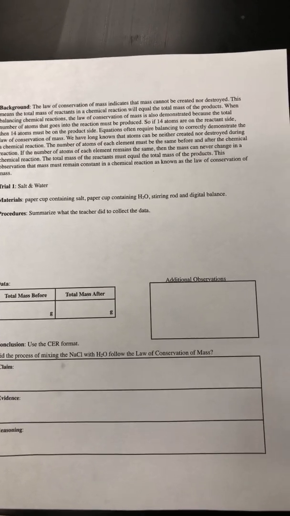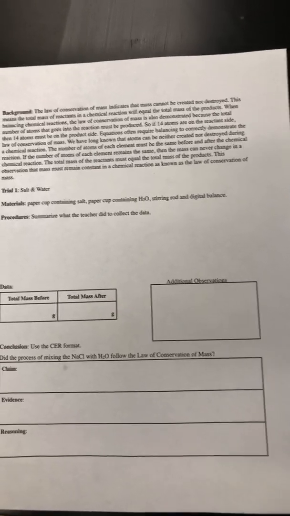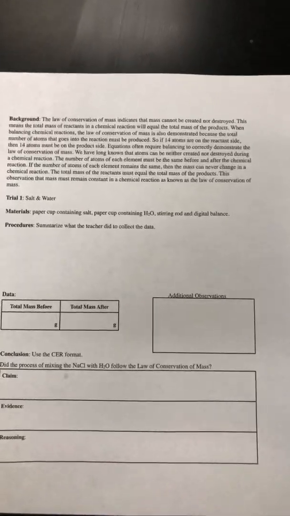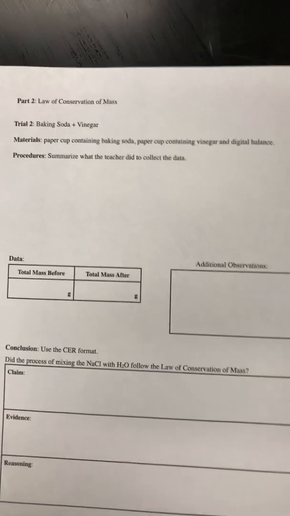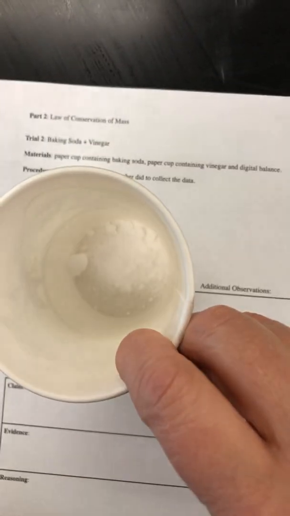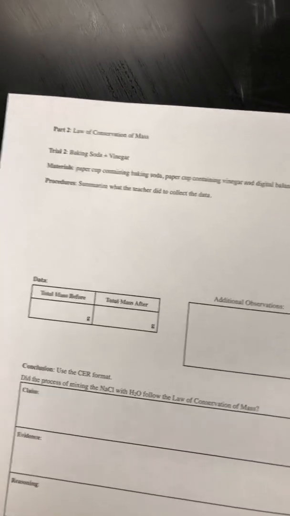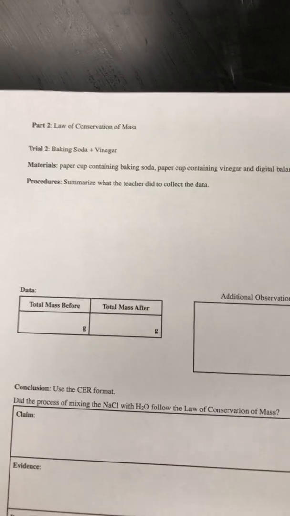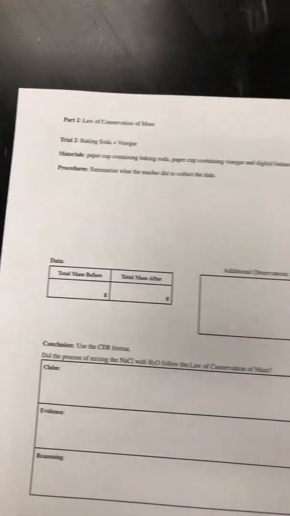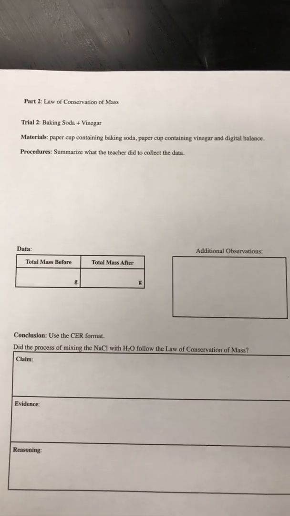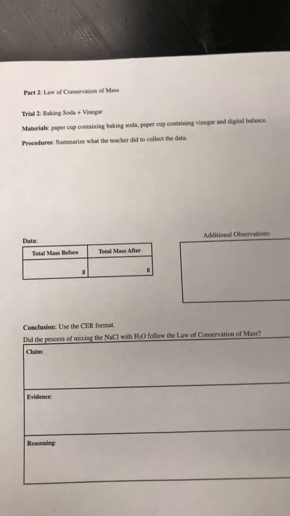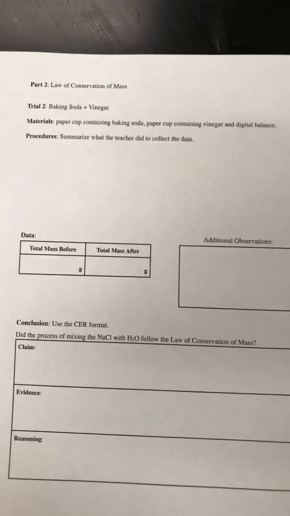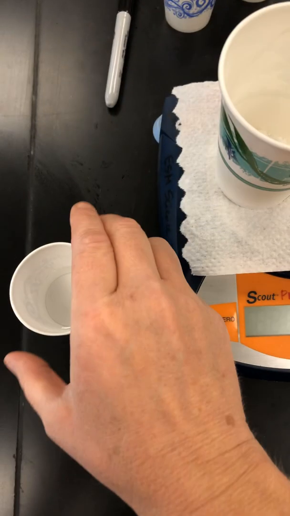Now, we're going to talk about the second trial, so the second trial of part two, we're going to use baking soda, which I have in this cup, and vinegar, which I have in a second paper cup. So I need to measure the total mass before I allow the baking soda and vinegar to mix. So let's collect some data here.